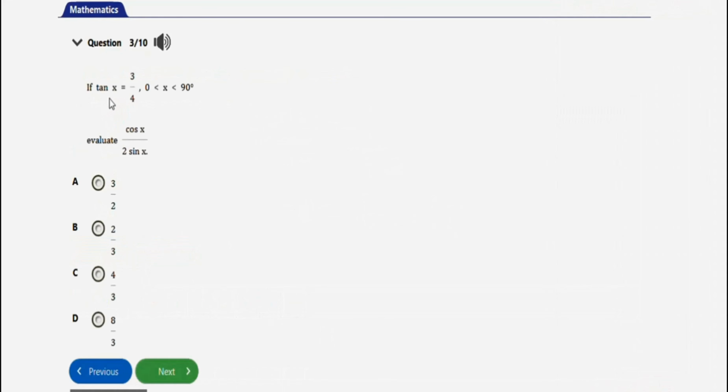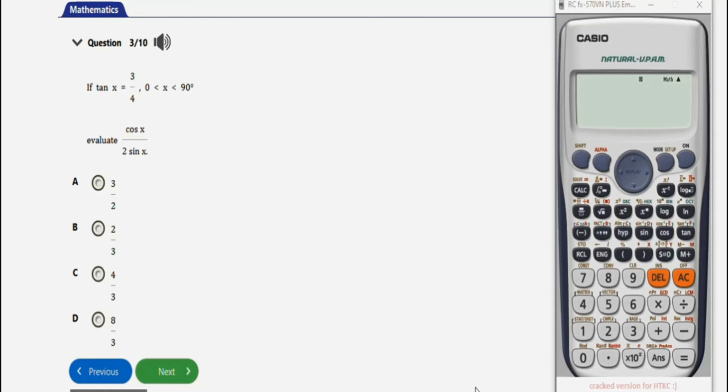It says if tan x equals 2 over 4 with values ranging from 0 to less than 90 degrees, evaluate cos x over 2 sine x. So we are still going to make x the subject. We're going to find tan inverse of 2 over 4. So let's use the calculator and solve this. So this will be shift tan inverse of what? 3 over 4. Okay, close the bracket. What's the output?